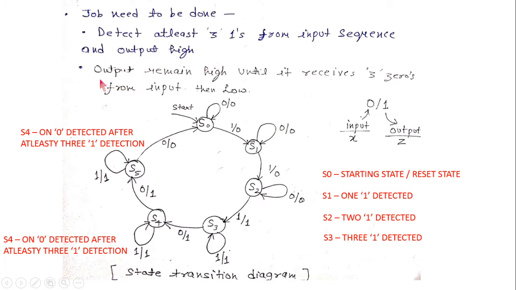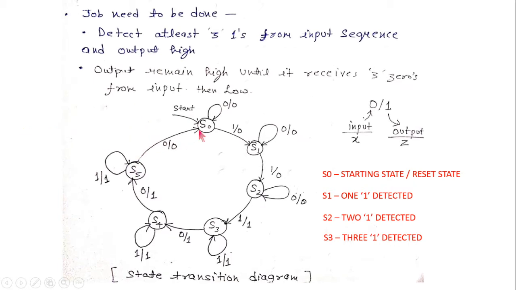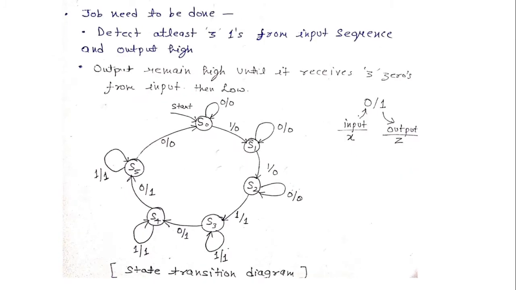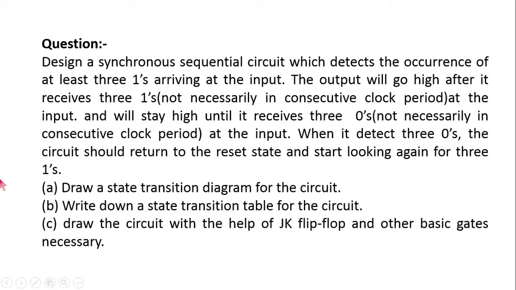Now the last line to fulfill: as we get the third 0, the output will become low, and it will go to the reset state. We can see that in the question, it says when it detects 3 zeros, the circuit returns to the reset state and starts looking again for the 3 ones.